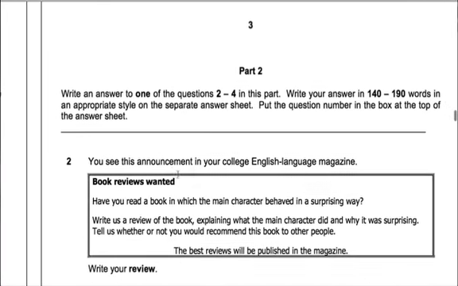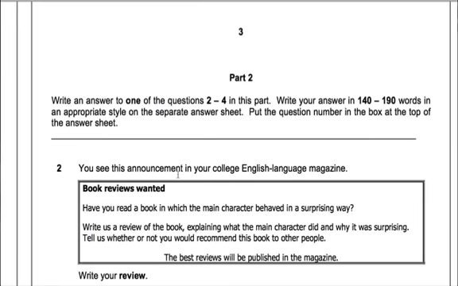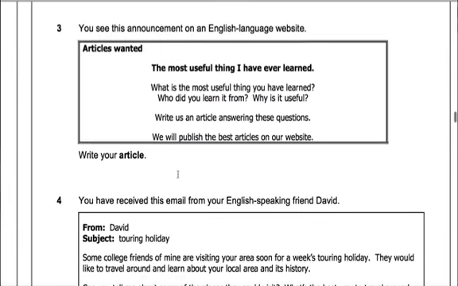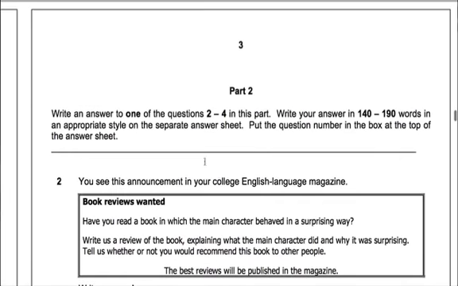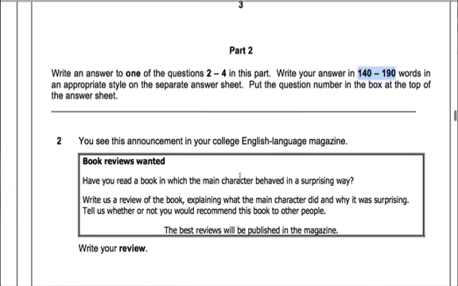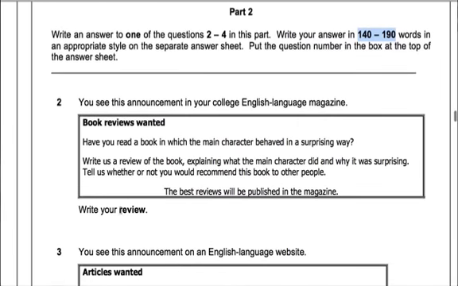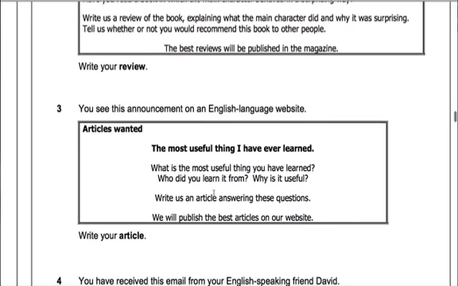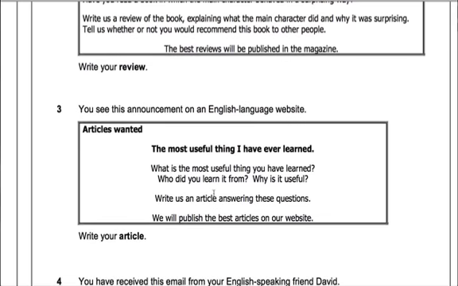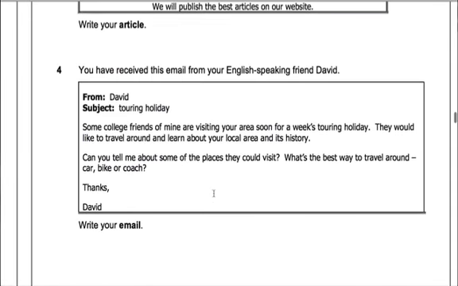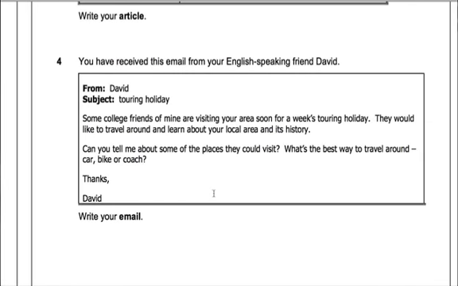Now, if we turn to the next page in the handbook, we'll see Part 2 of the writing paper. As we saw earlier, this contains three questions, and you're required to choose one question to answer. As in Part 1, your answer needs to be between 140 and 190 words. The example tasks we can see here include a review, in this case a review of a book. Here we have an article. This one's about the most important thing you've ever learned. And finally, an email. In this case, an email to a friend. The email question could also be a letter. And one other task type that doesn't appear here, which you could be asked to write about, is a report.